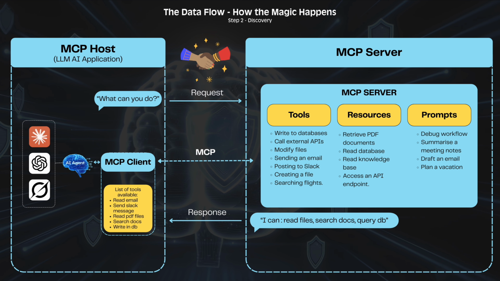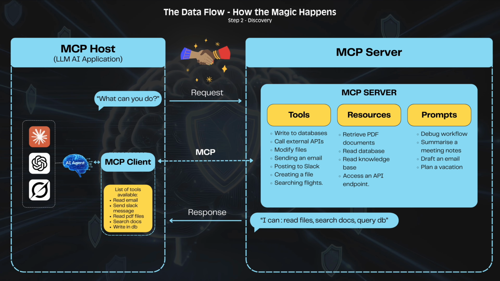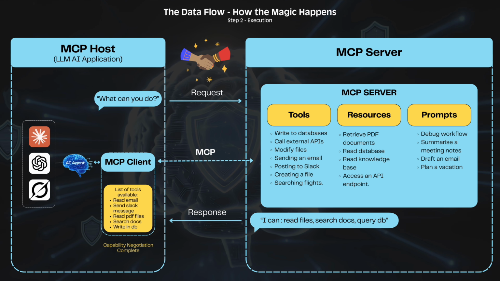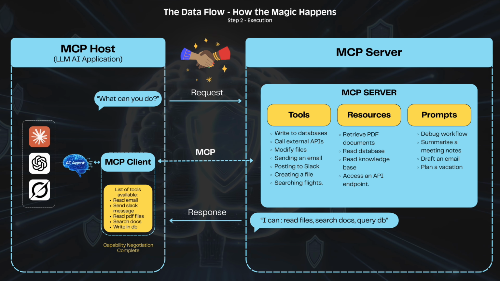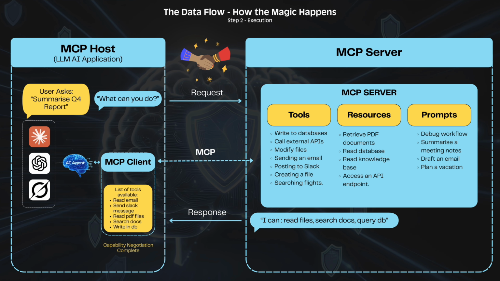When you ask a question like summarize the Q4 report, the AI agent analyzes your request and determines it needs to read a file. That's when the compatibility negotiation completes between client and server. The next step is execution. Let's say the user asks about summarizing the Q4 report. The agent then thinks and checks the list of tools and resources available and decides that it needs to read a file or a knowledge base article or knowledge base document.